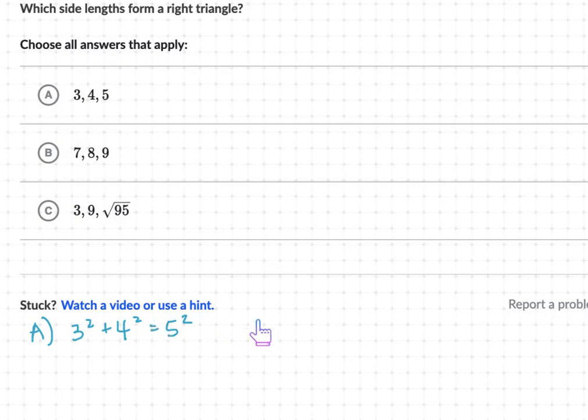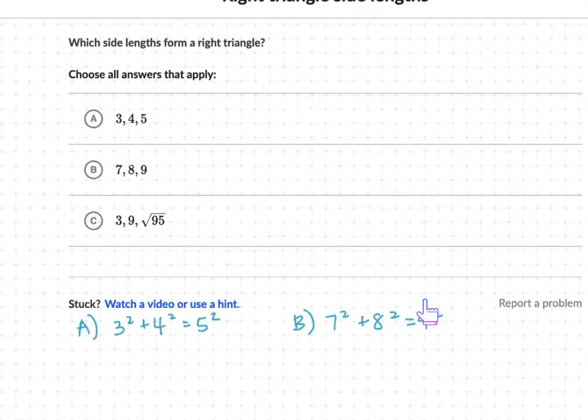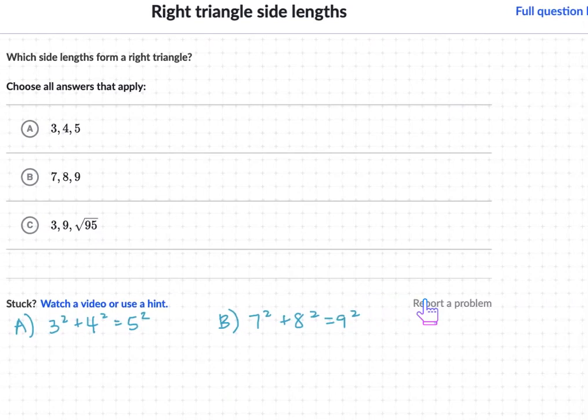It wouldn't work. For b, I'm going to set up 7 squared plus 8 squared equals 9 squared. 9 is our biggest side, so it has to go at the end. And then for c, I'm going to set up that as well. I could really quickly put the square root of 95 into my calculator to double check that it's the biggest. Yep, it's about 9.7.